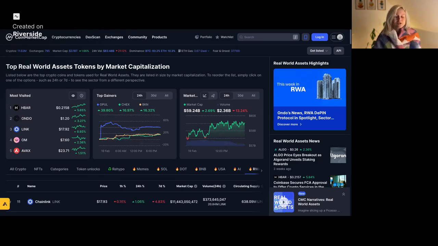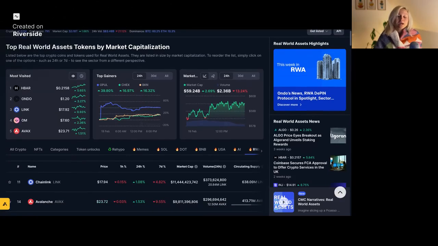Top real world assets tokens by market capitalization. Listed below are the top crypto coins and tokens used for real world assets. They are listed in size by market capitalization. To reorder this list, simply click on the options such as 24 hours or 7-day to see the sector from a different perspective. So you got multiple options on how to research them, and you got here on the first bar the most visited ones, the top gainers, and the market cap from them.